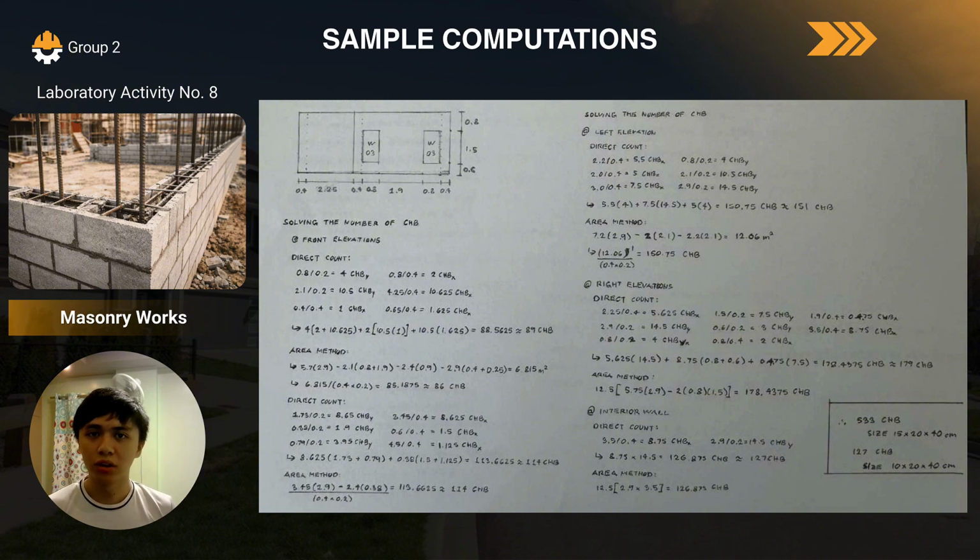Moving on to the upper right, here we have the left elevation. Here we get 151 concrete hollow blocks. Next, for the right elevations, we get 179 concrete hollow blocks. And for the interior walls, we get around 127.